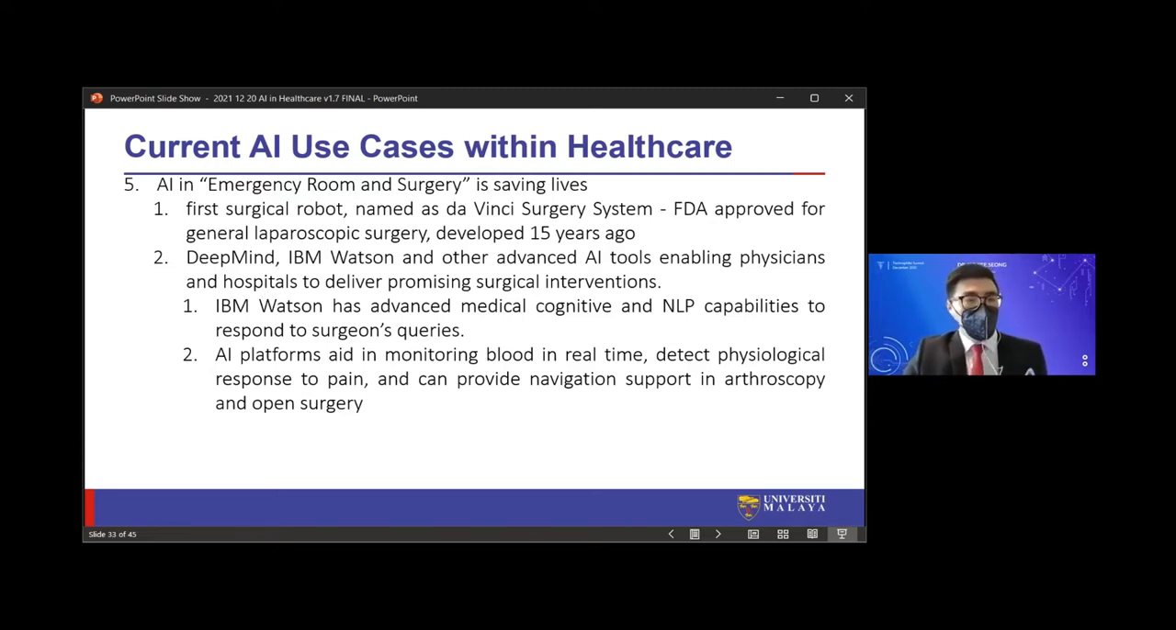We're now able to use this advanced medical cognitive and natural language processing capability to respond to a surgeon's queries, which may be really important during the surgery itself. For example, they can monitor blood pressures and other vital signs in real time, detect physiological responses to pain, and even provide 3D navigation support, arthroscopic or open surgery, which is essential to improving surgical outcomes currently.